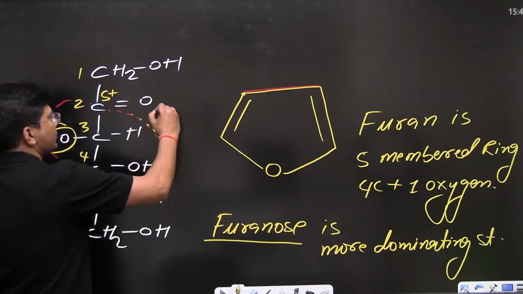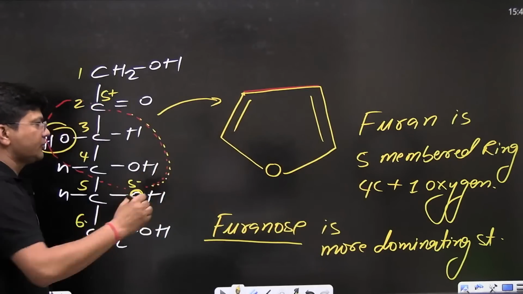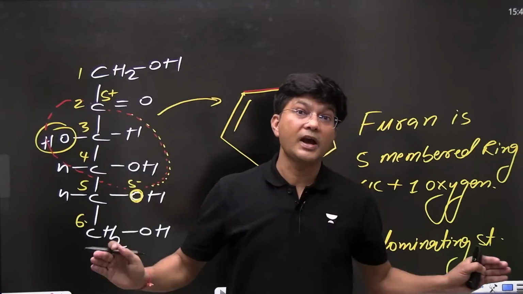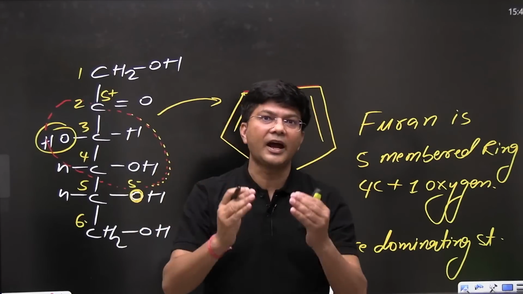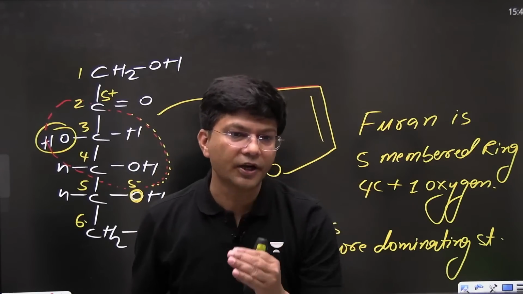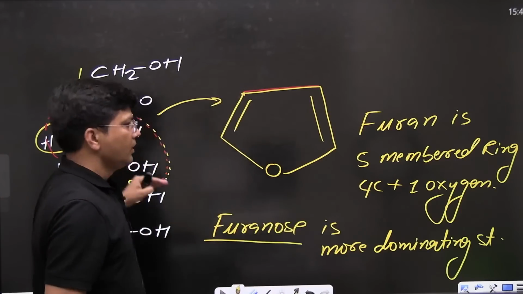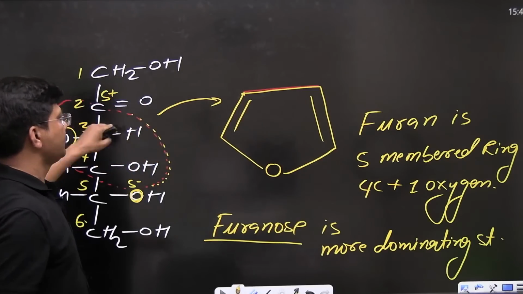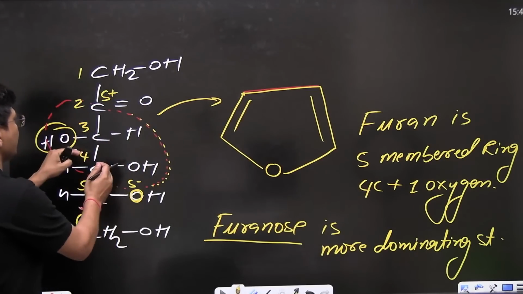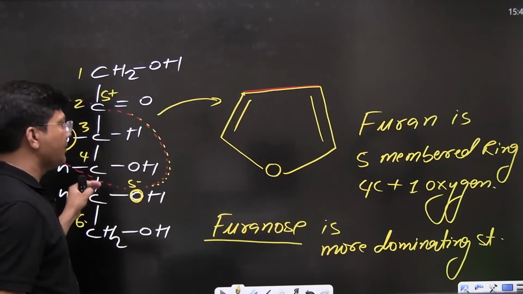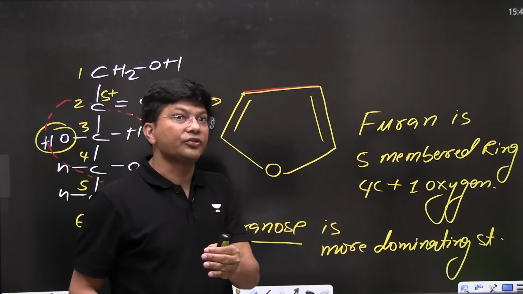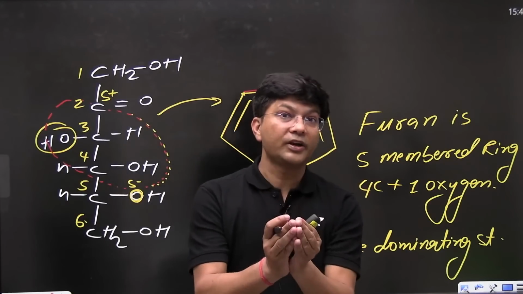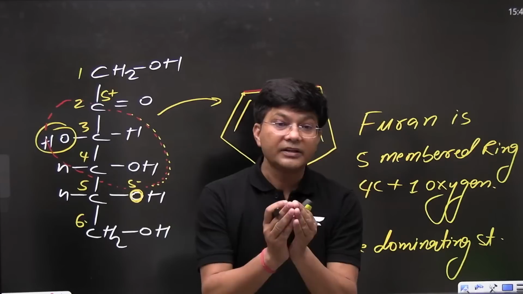Are you getting my point? This is going to form a ring like this. If this is clear in your brain, you can do anything. You can understand any structure if this is clear to all of you. This is going to form the furanose ring structure, and once again I am going to draw its ring structure along with its Haworth representation. If you are able to understand that, you can get each and everything.